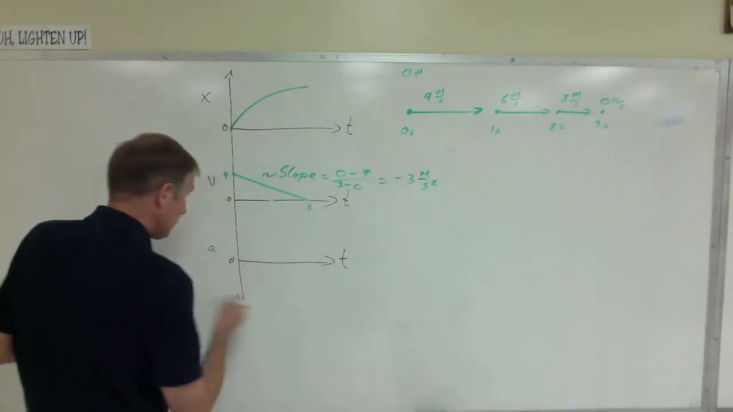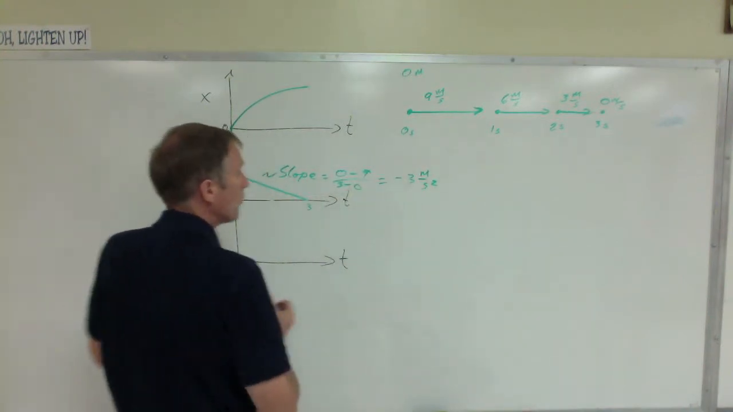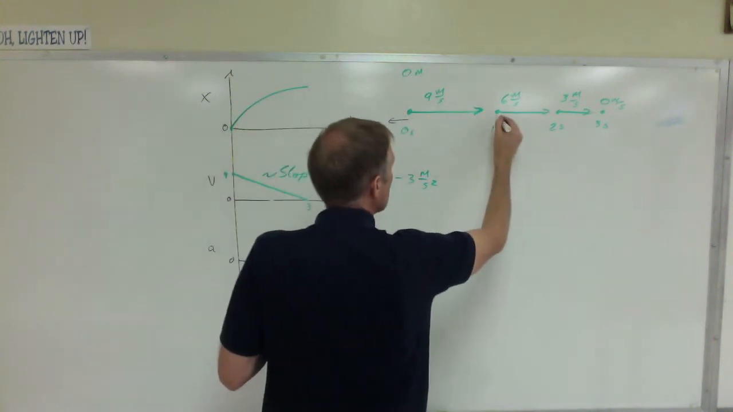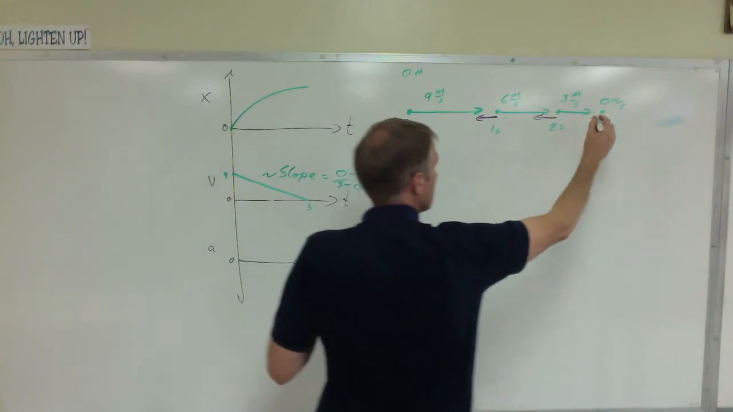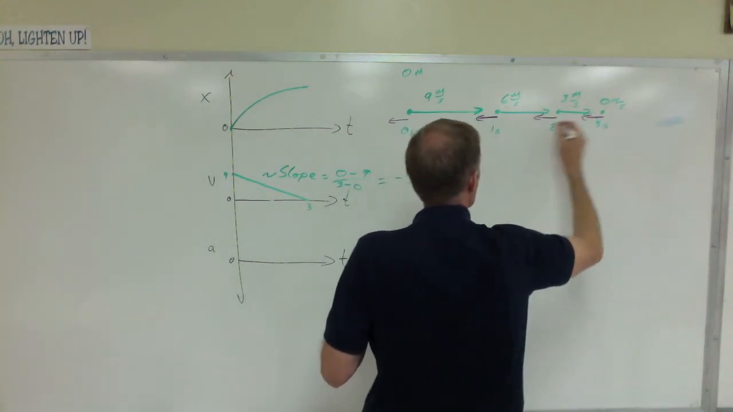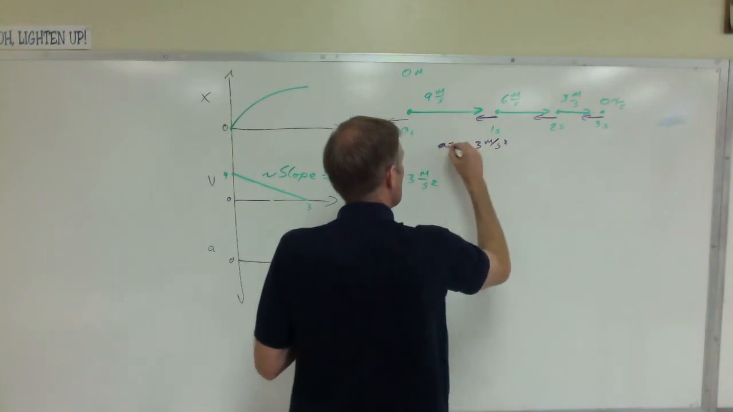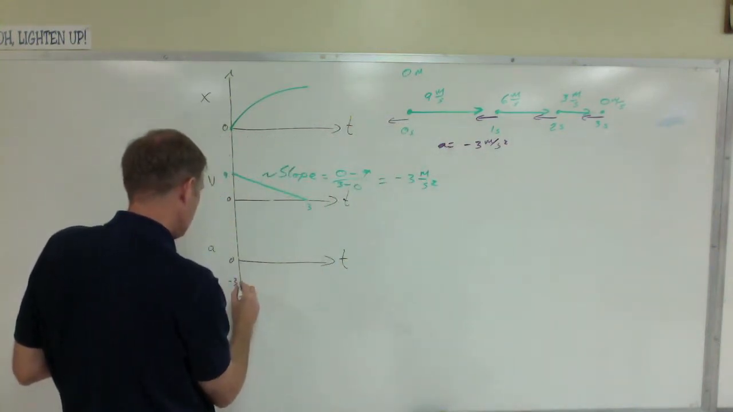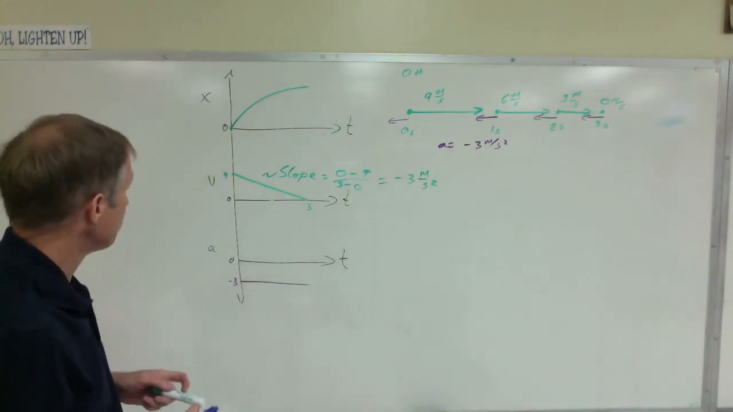So down here, negative 3 meters per second squared, that's constant. And we represent that with an arrow in the opposite direction. So the acceleration is pointed this way. These are all the same length because they all represent negative 3 meters per second squared. So go down here to negative 3 and graph it. That would be your acceleration graph.